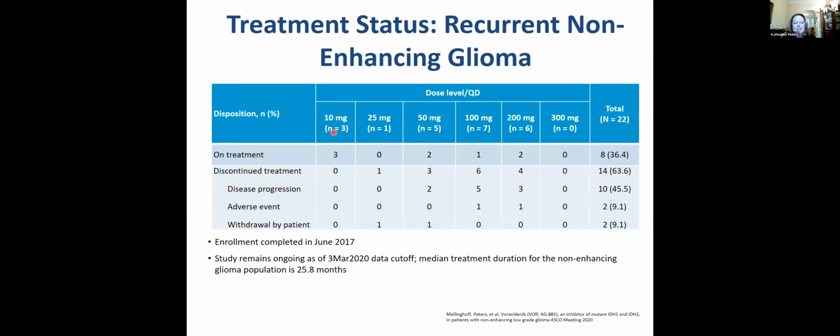We started in a classic dose escalation model where we increased from 10 milligrams up to 300 milligrams, though we never made it up to 300 milligrams. I'm going to focus on those non-enhancing recurrent patients. These were patients that could have had prior therapy, so these are not newly diagnosed. These are low-grade, non-enhancing gliomas that had recurrent disease.